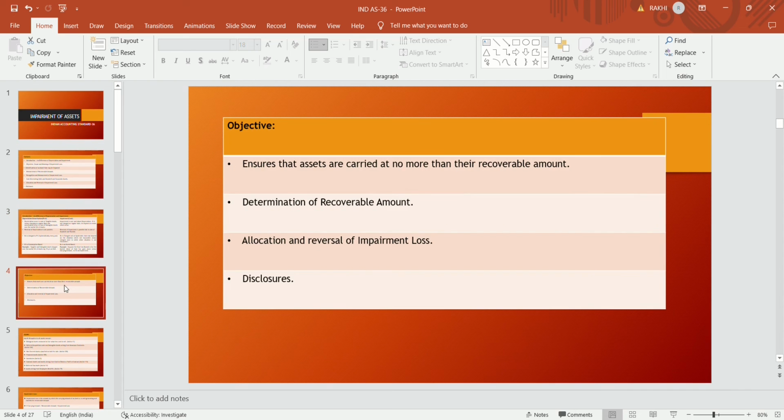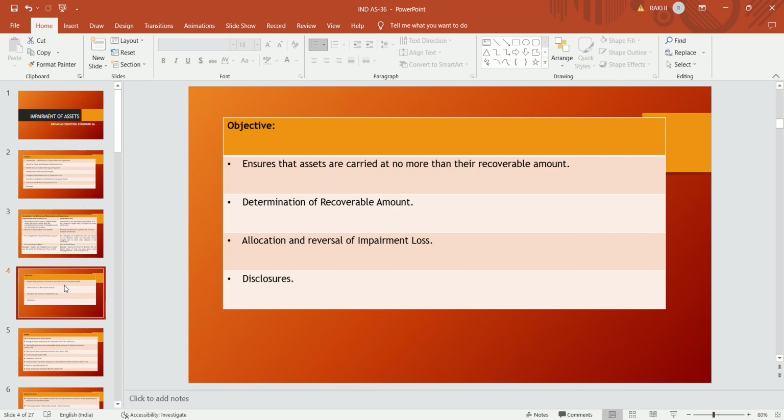Now we will discuss the objectives. What is the objective of this standard? This is an asset-based standard. It ensures that assets are carried at no more than their recoverable amount. How do they determine the recoverable amount? It is the higher of the fair value less cost to sell and the value in use.